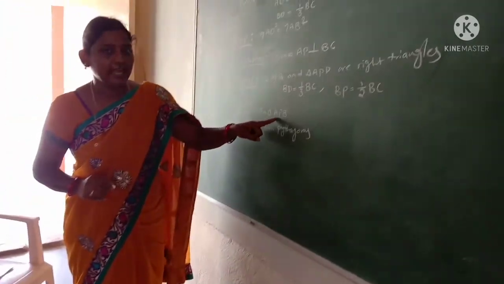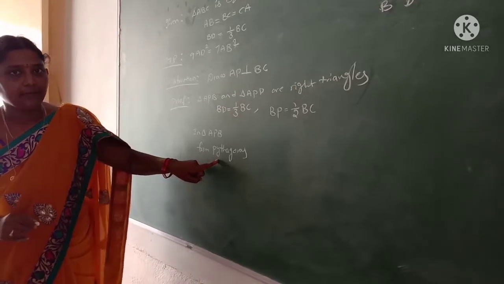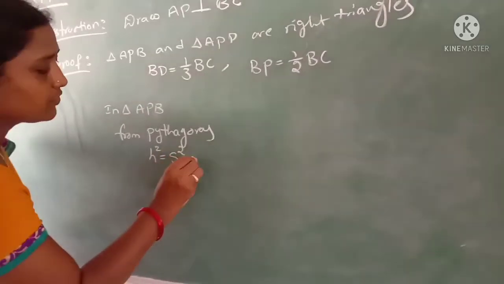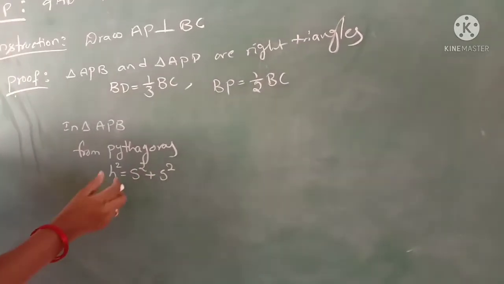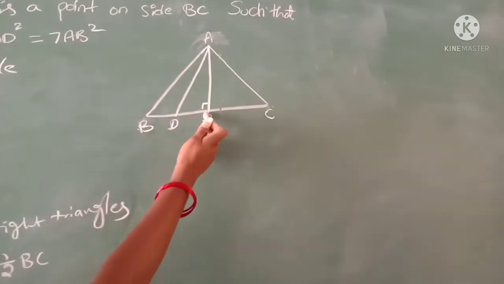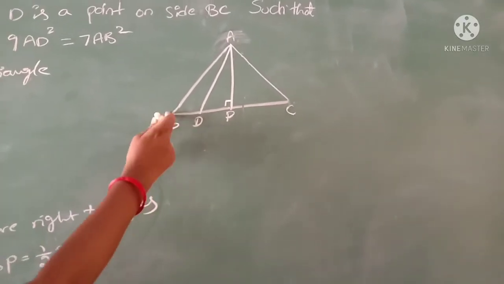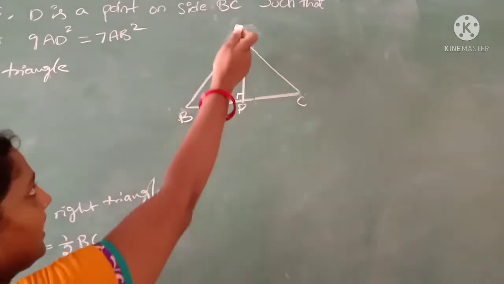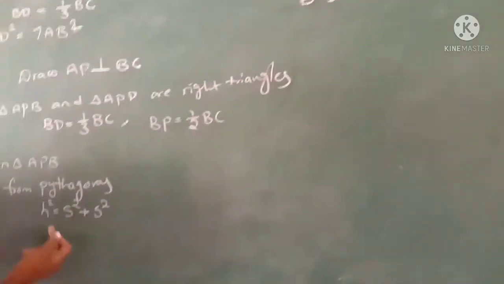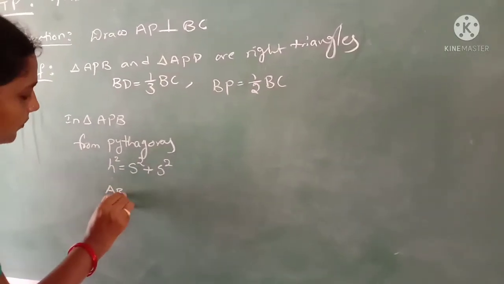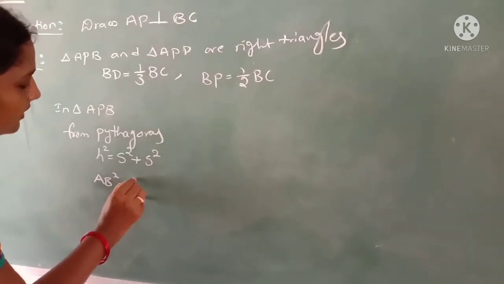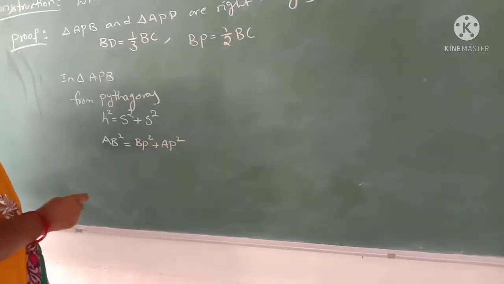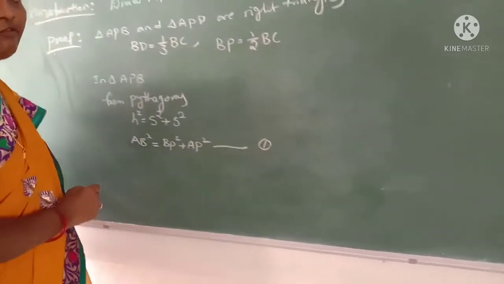So in triangle ABP, from Pythagoras theorem, what is the Pythagoras theorem? Hypotenuse square equals side square plus side square. So see here, APB is a right angle triangle. What is the hypotenuse? AB is the hypotenuse and AP and BP are the other two sides. So write the hypotenuse AB whole square equals the other two sides BP square plus AP square. This is equation 1.